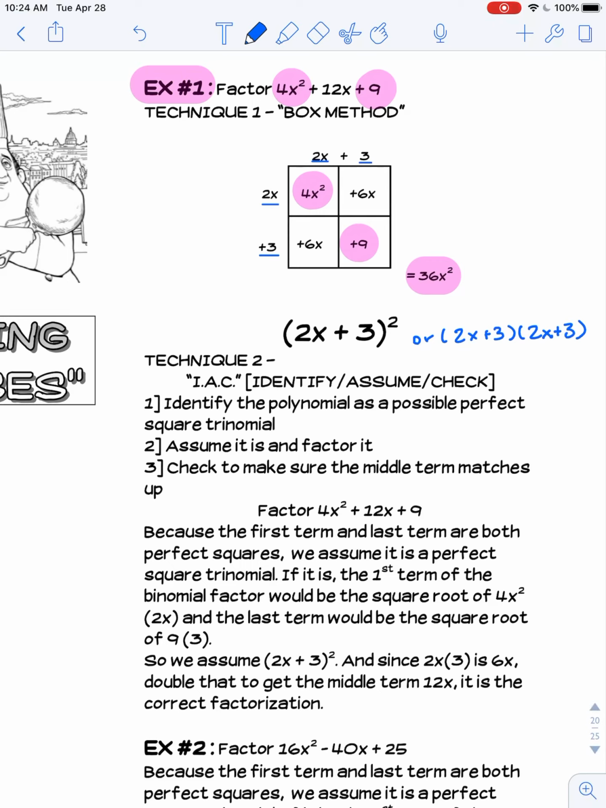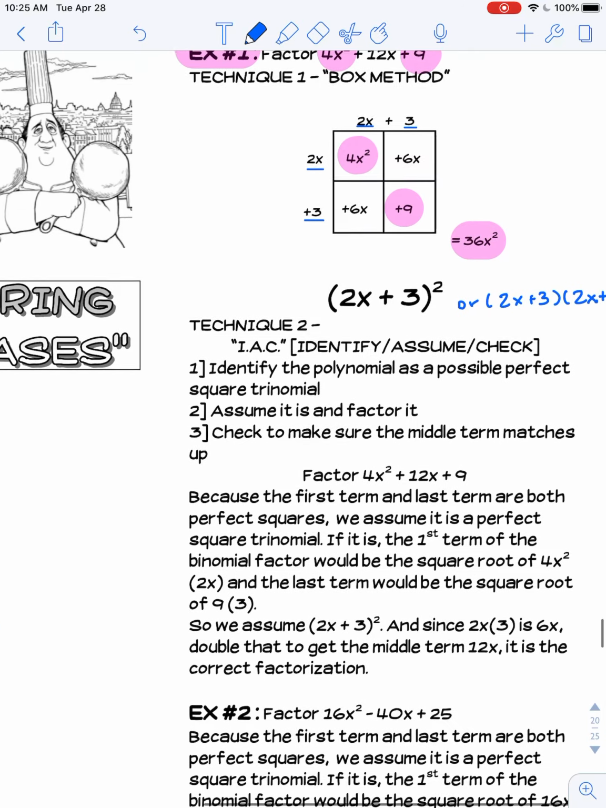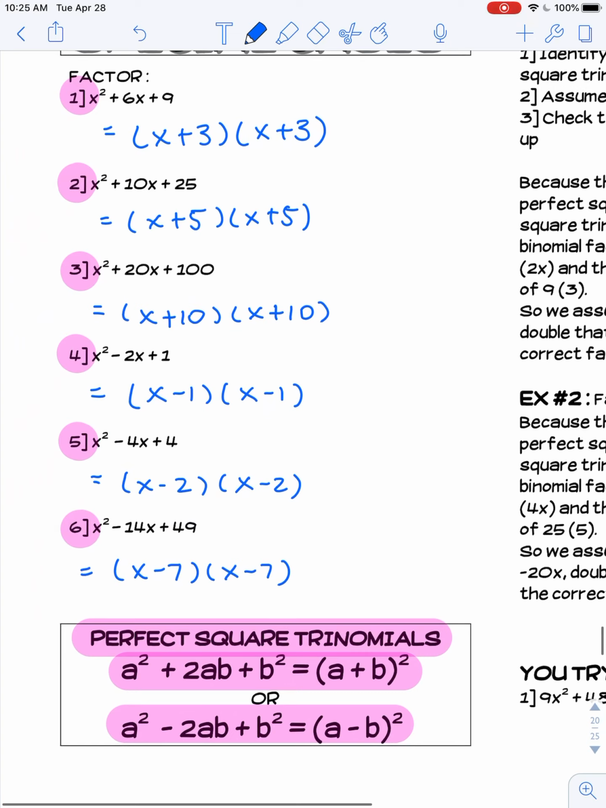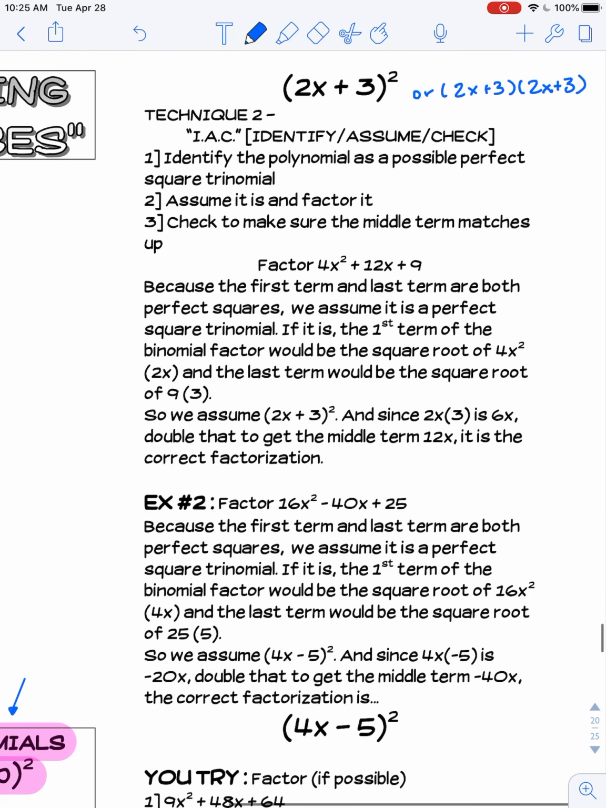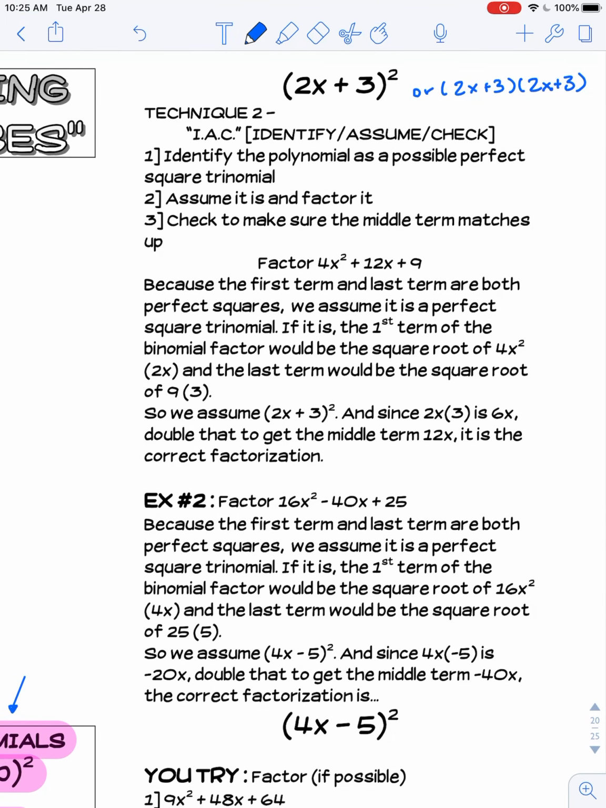Okay, so if you can use the box method, go ahead and use it. You can go through the steps and use the box method. Now, you could also use this shortcut right here. Now, how do I use this shortcut? This is technique number 2. Quote IAC, identify, assume, check. So number 1, identify the polynomial as a possible perfect square trinomial.